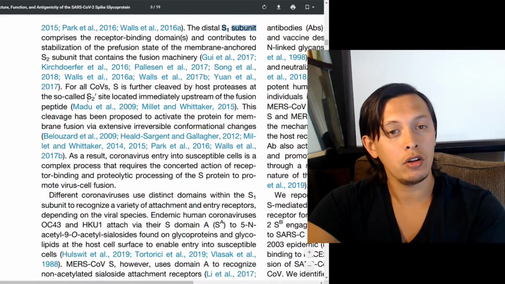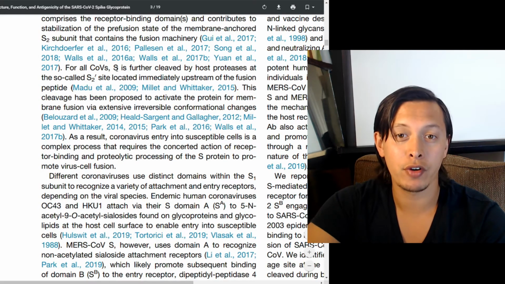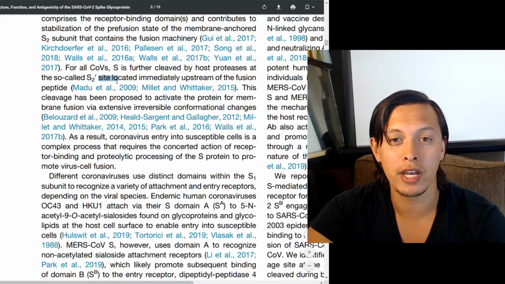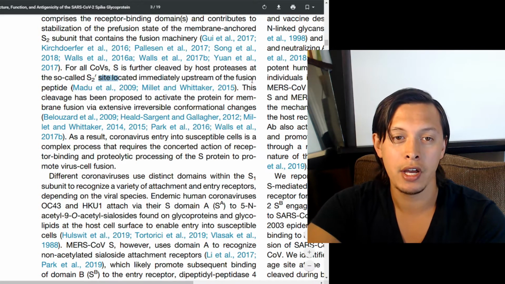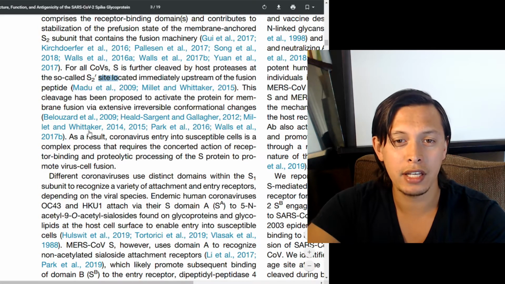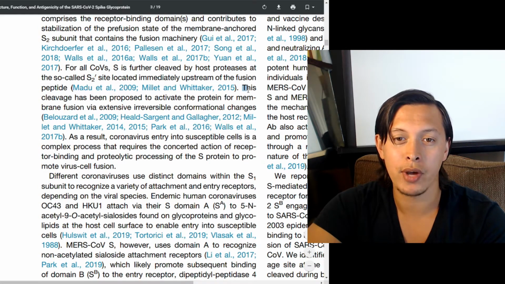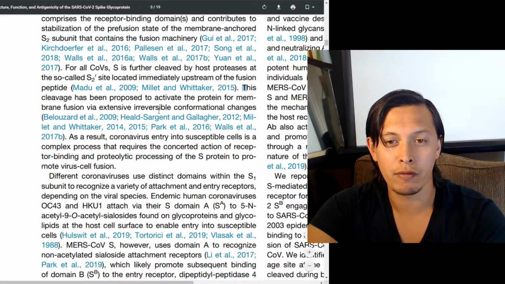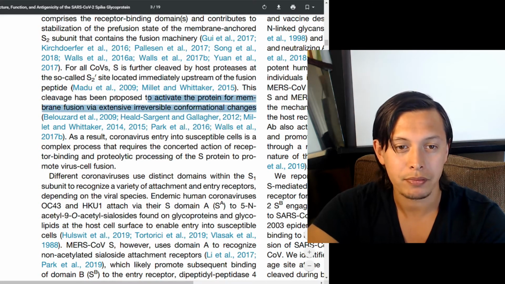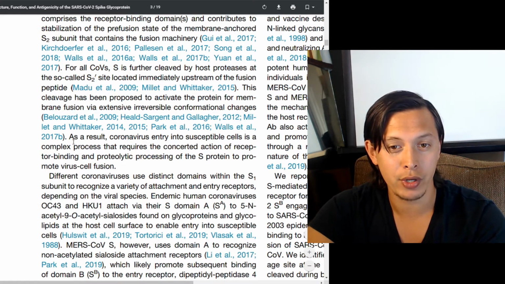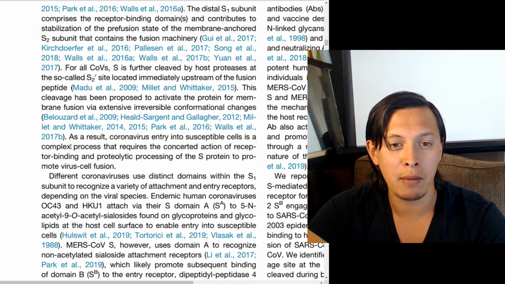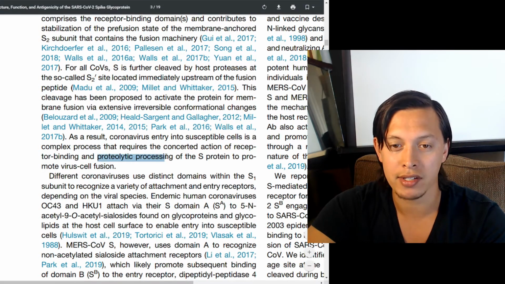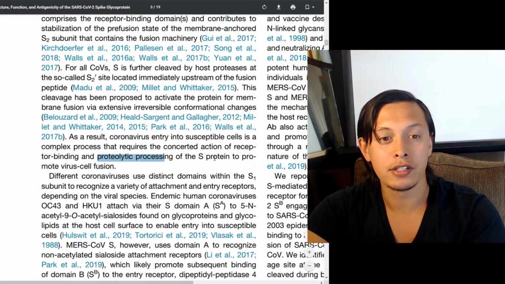For all coronaviruses, the spike is further cleaved by host proteases at the so-called S2 prime site, located immediately upstream of the fusion peptide. This cleavage has been proposed to activate the protein for membrane fusion via extensive irreversible conformational changes. As a result, coronavirus entry into susceptible cells is a complex process that requires concerted action of receptor binding and proteolytic processing of the S protein to promote virus infection.